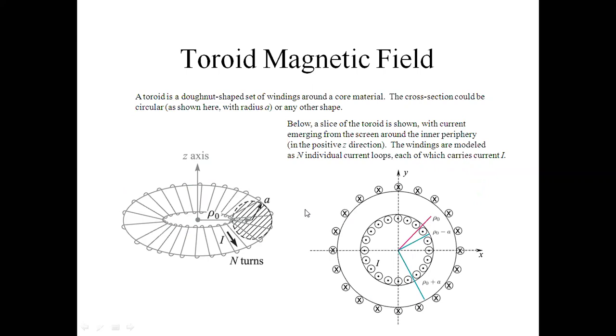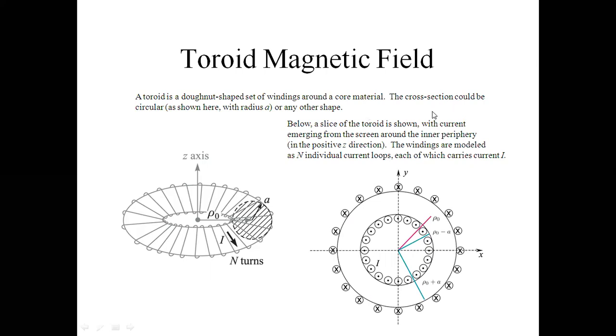What is a toroid? No issue, see in the figure and imagine what it is like. This is a toroid, with a coil wound on it. As you can read here, it is doughnut shaped, with an inner and an outer layer. So a doughnut shape is a set of windings around a core material.